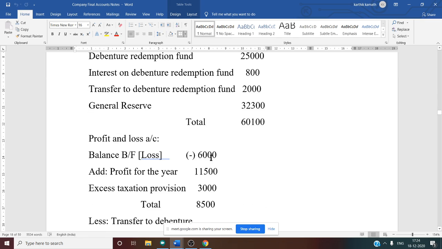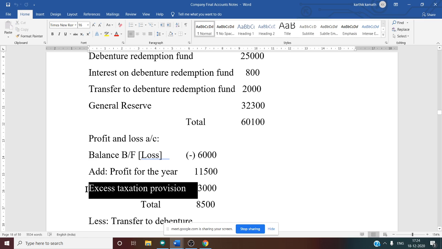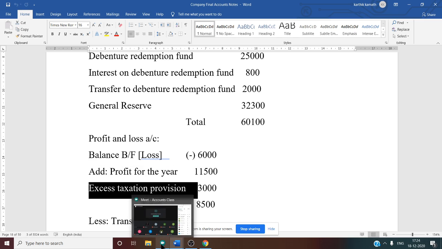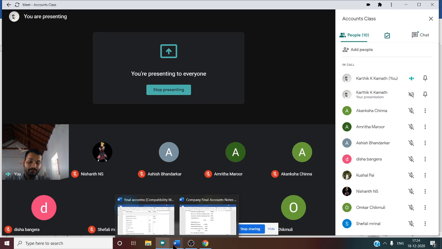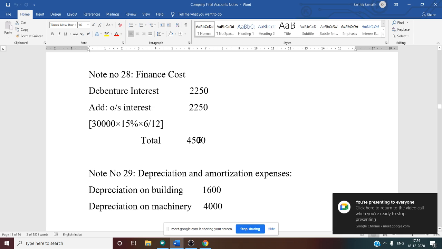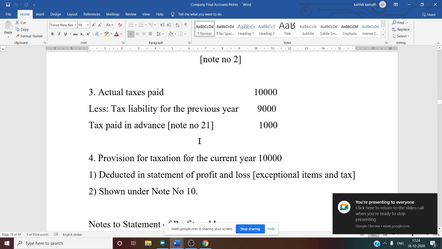But in this question there is a negative balance. Negative balance is less, positive balance is more. So your answer will be positive. Then one more thing you have to add in this question is excess taxation provision. Why excess taxation provision we have to add, I will tell you. Because in the last class we discussed one working note regarding the taxation provision. So let us see that working note. Where is that working note?